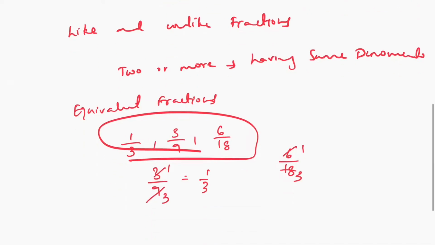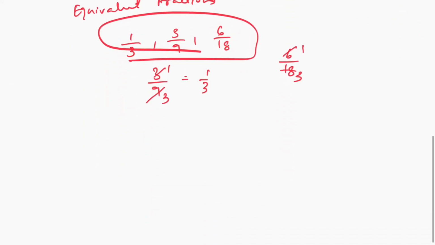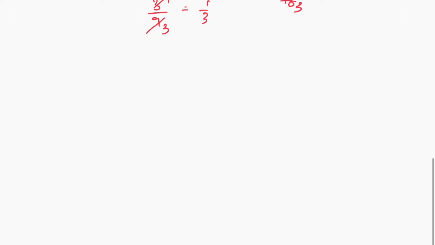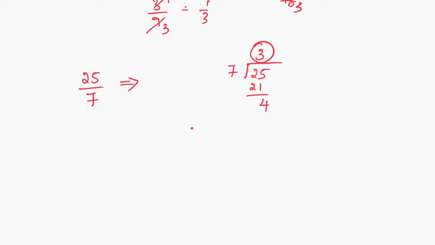Then we have converting an improper fraction into a mixed fraction. I think you have already learned it, just going through that. If you have to convert 25 by 7, an improper fraction, into a mixed fraction, you divide 25 by 7. 7 goes in 25 how many times? 3 times, so we get 21. The remainder is 4. Whatever is your quotient, you write as the integral part, the remainder as your numerator, and the divisor as your denominator.